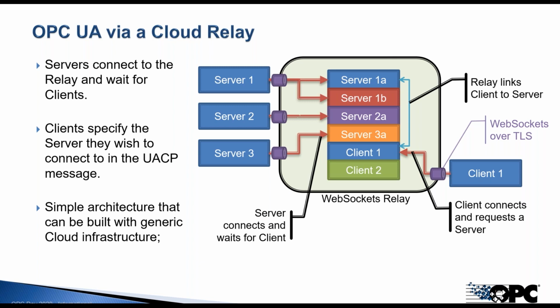And once you've got that WebSocket running, you would then exchange your binary messages as you would before. And the nice thing about OPC UA is because the messages themselves are encrypted, they can flow through this relay without the relay being able to see or modify them. So you've got complete end-to-end encryption, but also the ability to leverage this infrastructure to allow clients and servers that are distributed around the world to communicate with each other.